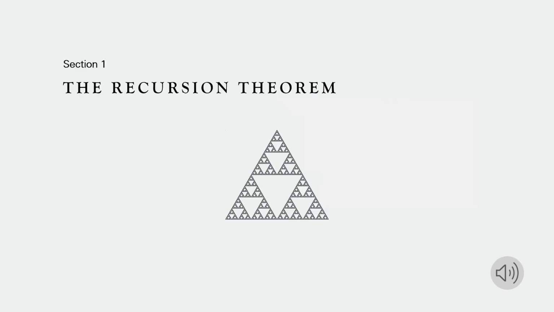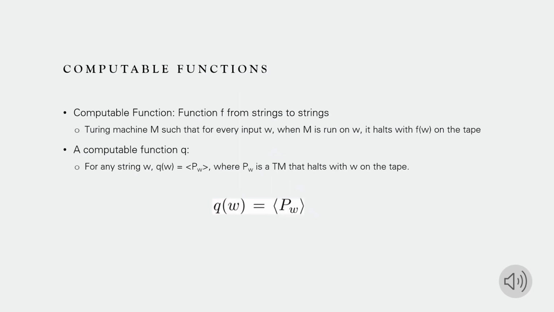First, we're going to talk about the recursion theorem. To understand how the recursion theorem works, we need to understand computable functions. A computable function is a function that takes a string as an input and returns a string as an output, such that there is a Turing machine M that halts on W with f of W on the tape. For the next part of the proof, we will use a computable function Q that takes an input string W and returns P of W. Here P of W is a Turing machine that halts on any input with W on the tape.